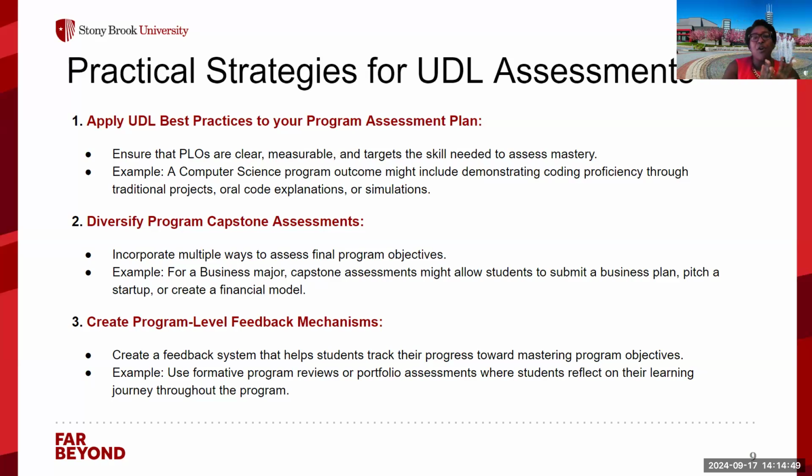And then create program level feedback mechanisms that Krista already mentioned in the previous slide, right? Create a feedback system that helps students track their progress towards mastering those program learning objectives. So use formative program reviews or portfolio assessments where students self-reflect. They self-reflect on their learning, what they might need to improve on, what they've been really good at. And so this gives you an idea of where you can help them best.